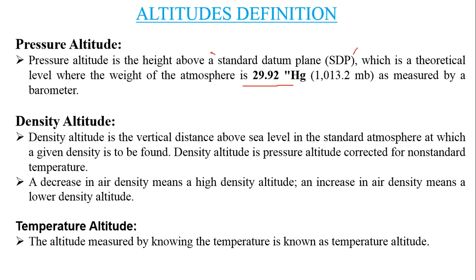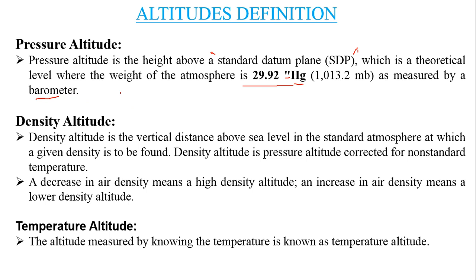So the pressure which we are feeling around right now is statically modeled to be 29.92 inches of mercury. Here Hg is mercury, and it can also be termed as 1013.2 millibar. Pressure is generally measured by the instrument barometer.